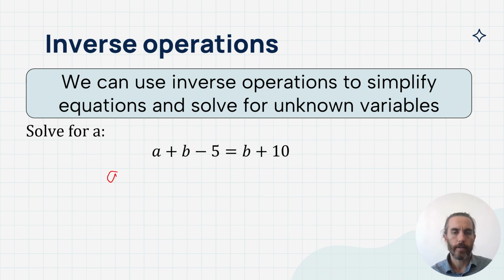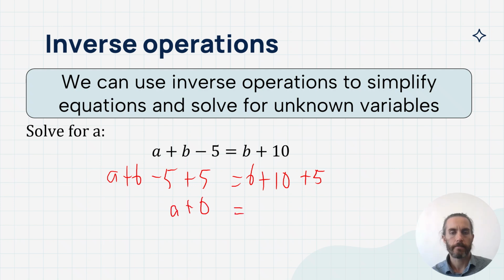So we have a plus b minus 5. Now the inverse is plus 5. And let's do the same to both sides. Now we can simplify all this. a plus b minus 5 plus 5 just becomes a plus b. And b plus 10 plus 5 becomes b plus 15.